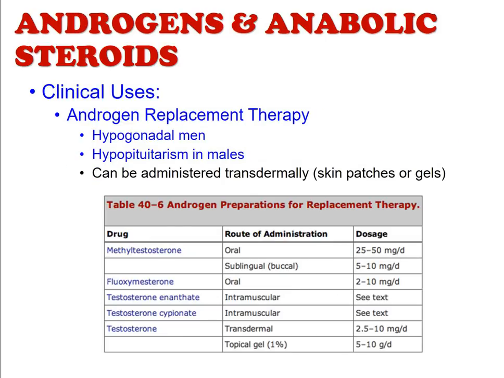Okay, and then what are the clinical uses? It makes perfect sense. If the patient has a hypogonadal situation, these could be used as hormone replacement therapy. And then these are the drugs that we just saw earlier in this lecture. Don't need to memorize the route or doses, but make sure that you remember the clinical uses.